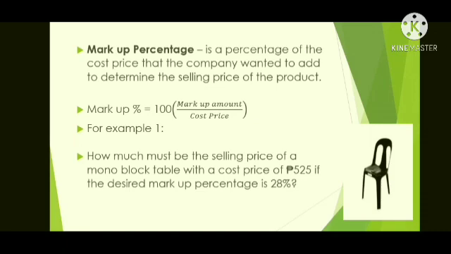So markup percentage is a percentage of the cost price that the company wanted to add to determine the selling price of the product. It is calculated using the formula markup percent is equal to 100 times markup amount divided by cost price. So let's have an example number 1. So how much must be the selling price of a monoblock table with a cost price of 525 pesos if the desired markup percentage is 28%? So let's solve this problem.